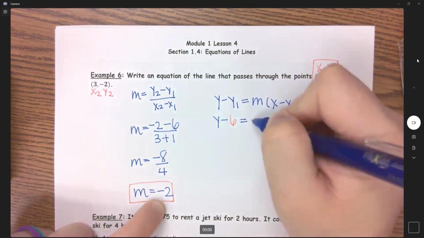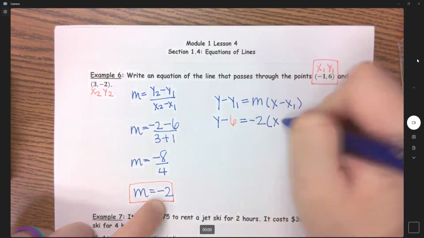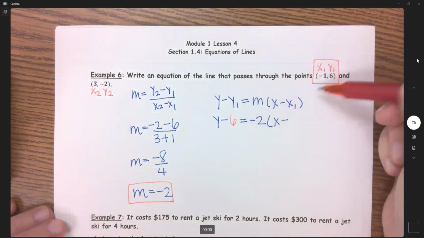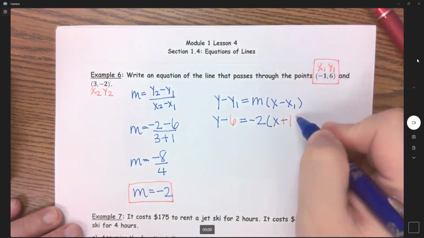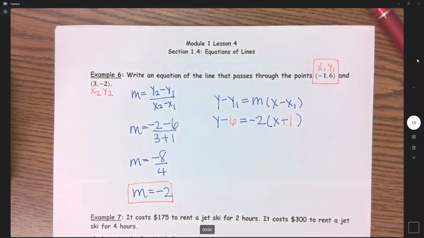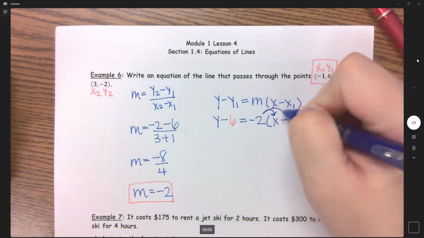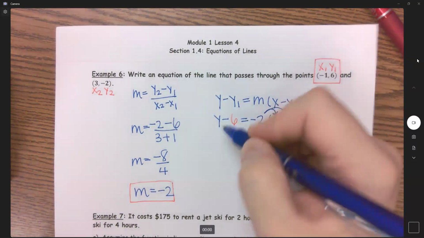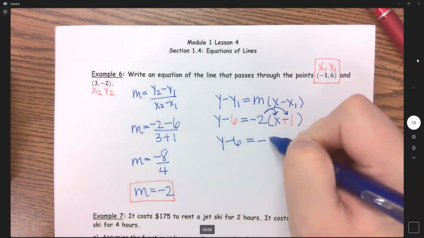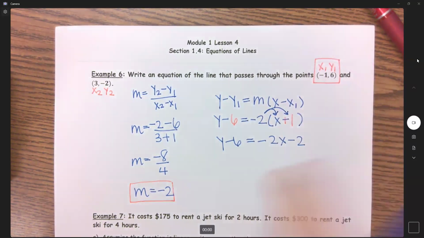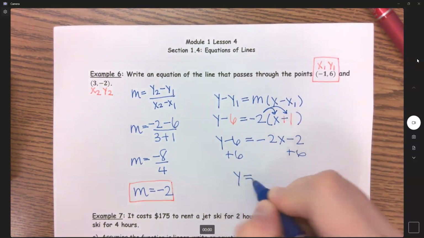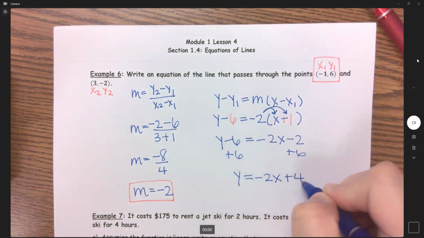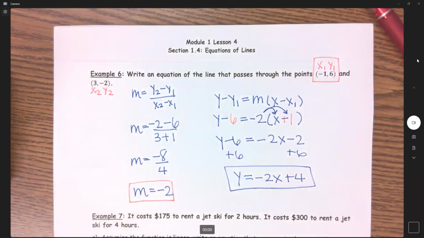equals my slope of -2 times x minus x1. So again, minus a -1 becomes +1. Same 2 steps every time. We're going to distribute in our slope. So we get y minus 6 equals -2x minus 2, and then get y by itself. So we'll add 6 over, and we get y equals -2x plus 4. So we have written the equation of a line that passes through these 2 points.